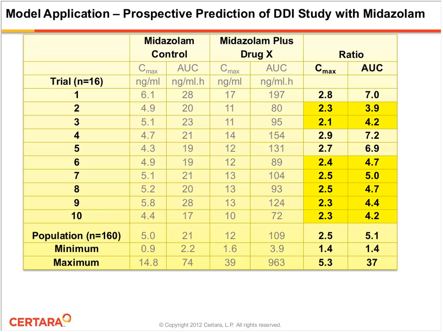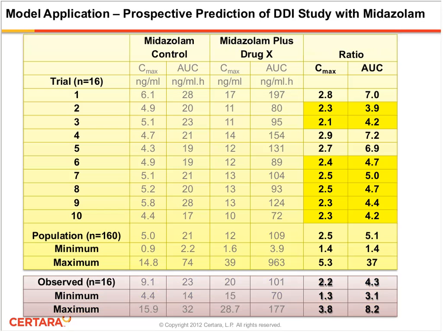But what I want to show you here is, again, 16 subjects were recruited into the study. The age and sex of the subjects were matched in the simulation, and here we've got the population values and the min-max. And on the right-hand side here, we've got the Cmax and AUC ratios. So this is really what I want to focus on. These were the observed data that came in, and you can see that we've got very good overlap between the predicted Cmax values and the observed values, but also, important with respect to the AUC ratio as well. We're predicting an AUC ratio of about 4.3, and in the population we were predicting 5.1.